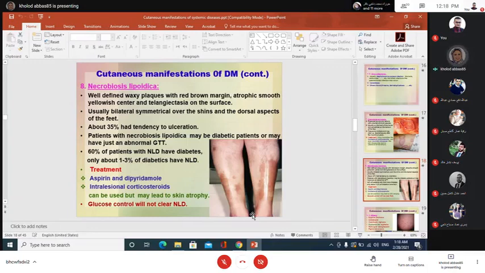Treatment, usually we can use aspirin, dipyridamole, and intralesional corticosteroids can be used with caution because we have atrophy. Glucose control will not clear the lesion. Usually it is difficult to treat. It's not easy because we already have atrophy in the skin.